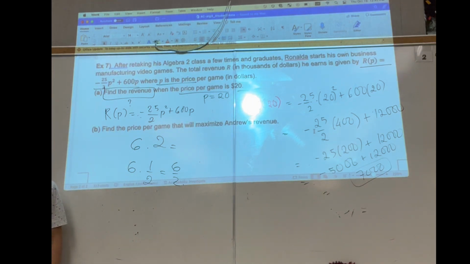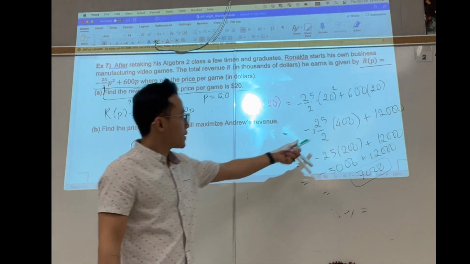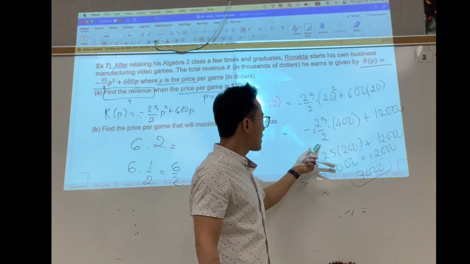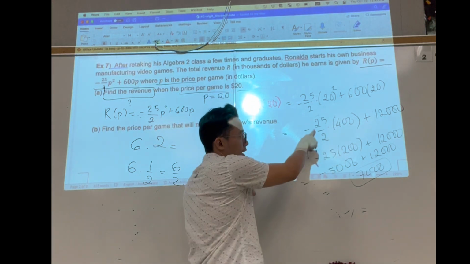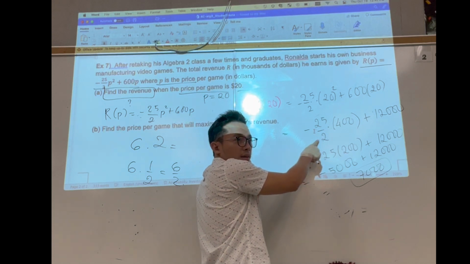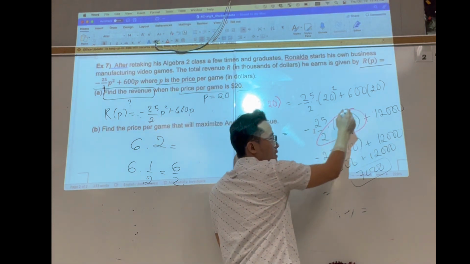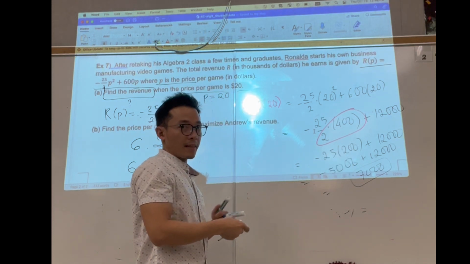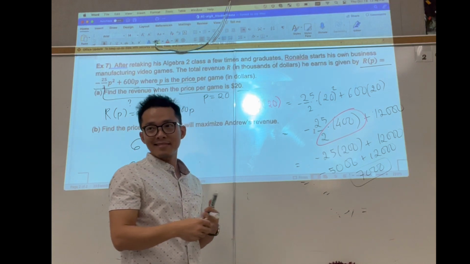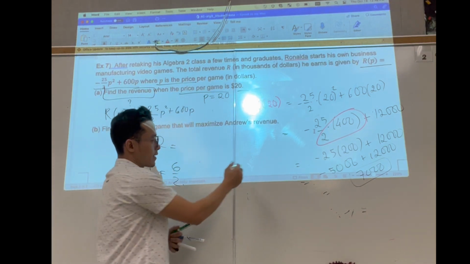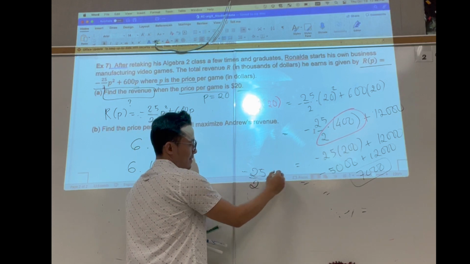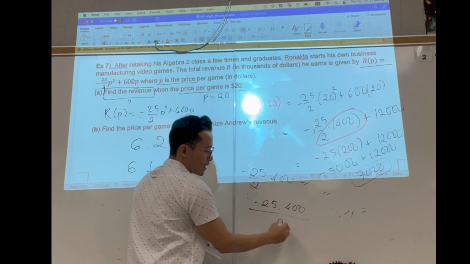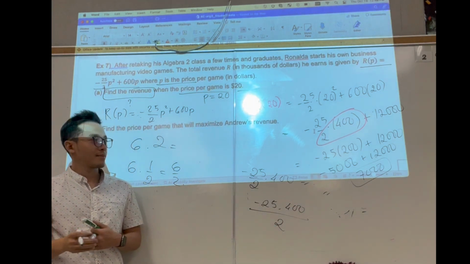Why did you multiply times negative 25? You divide this, and why did you do this? Here, it's 25 over 2, right? But what I can do is divide this one first. 400 divided by 2 is 200. I can do that first. It's still the 25. This is just the same as this whole thing divided by 2.